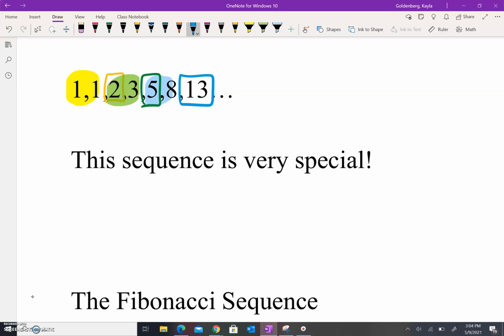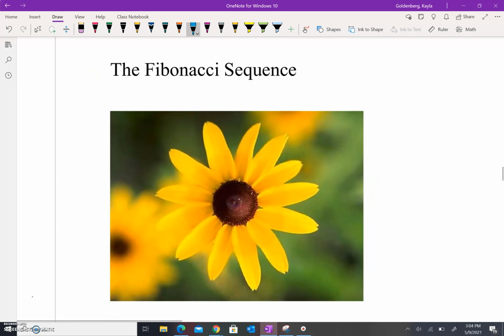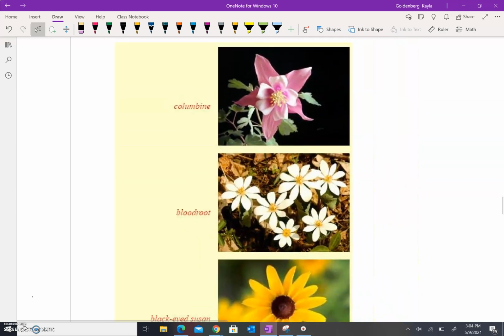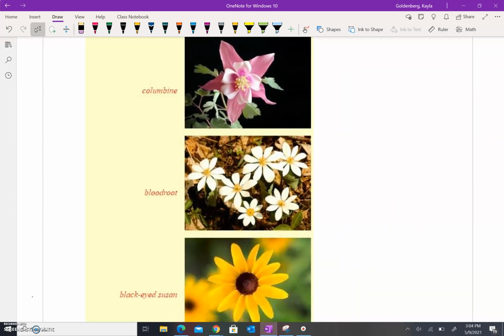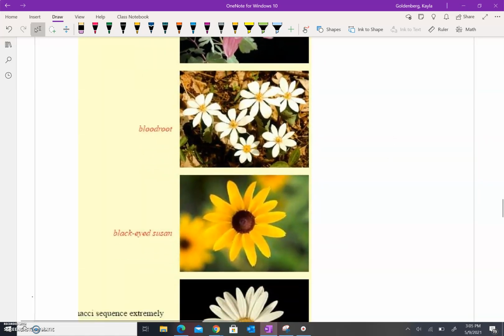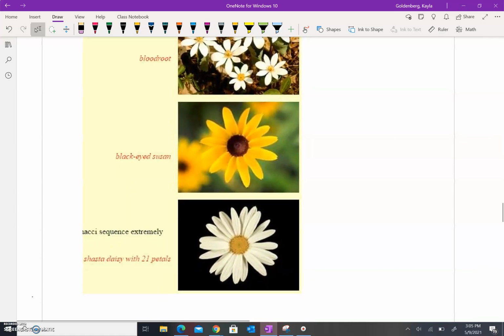And these numbers actually come up so frequently in nature. A lot of times in flowers is a really common thing. We saw this at the beginning of the year, right? Flowers that have petals in these Fibonacci numbers. So like the columbine has 5, for example. The bloodroot has 1, 2, 3, 4, 5, 6, it looks like 8. And then black-eyed Susans, daisies often have petals in terms of 21. Right, here's a good example of a daisy with 21 petals.